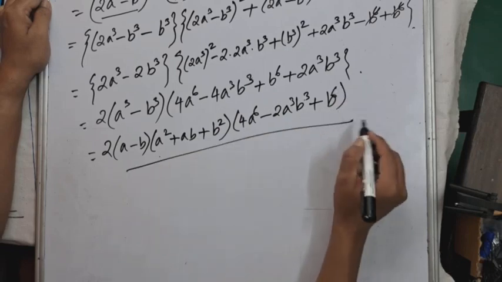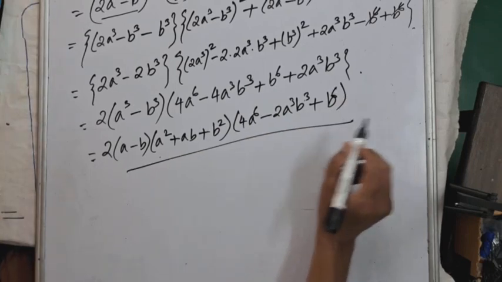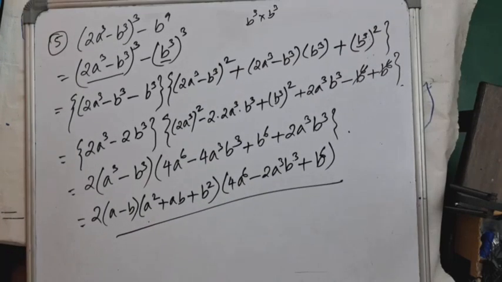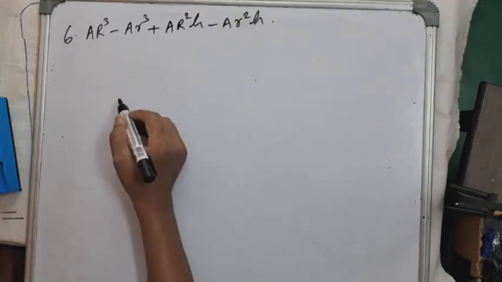So this is the solution for question number 5. These are the factors of 2a cubed minus b cubed whole cubed minus b to the power 9. I hope you got this. Now let's move on to the next question. Now let's do question number 6.